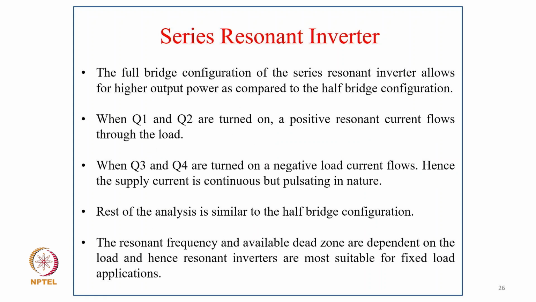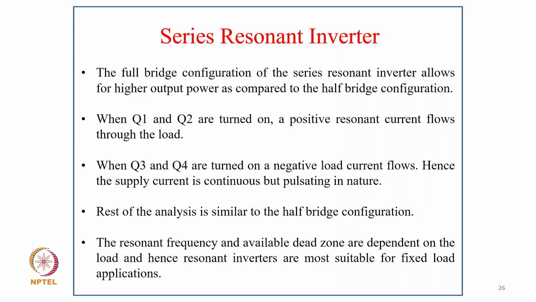And this is typically a full bridge series resonant inverter, that in between we have the RLC series circuit with the resonant with the full bridge. So the full bridge configuration of the series inverter circuit allows for higher output power as compared to the half bridge configuration. When Q1, Q2 are turned on, a positive resonant current flows through the load, and when Q3, Q4 are turned on a negative load current flows, hence the supply current is continuous but pulsating in nature. The rest of the analysis is similar to the half bridge configuration.